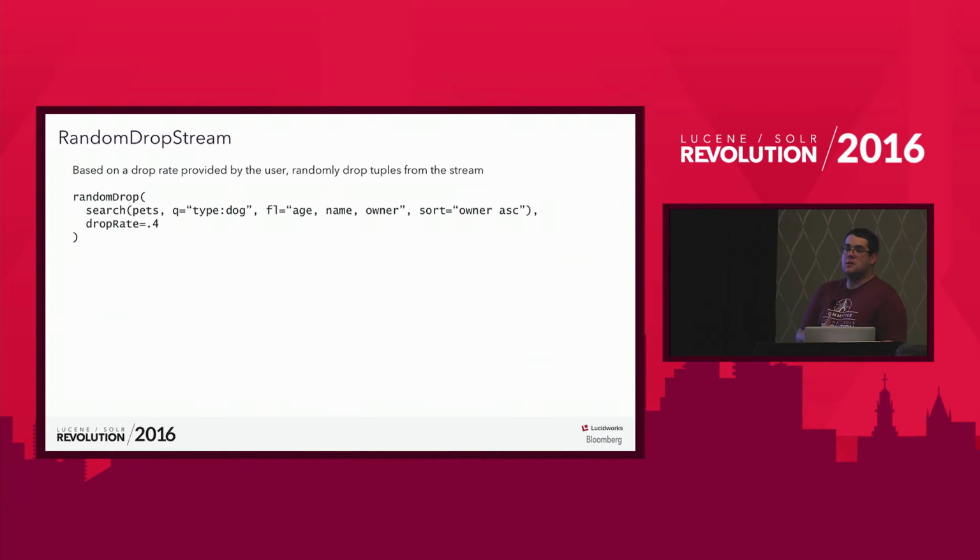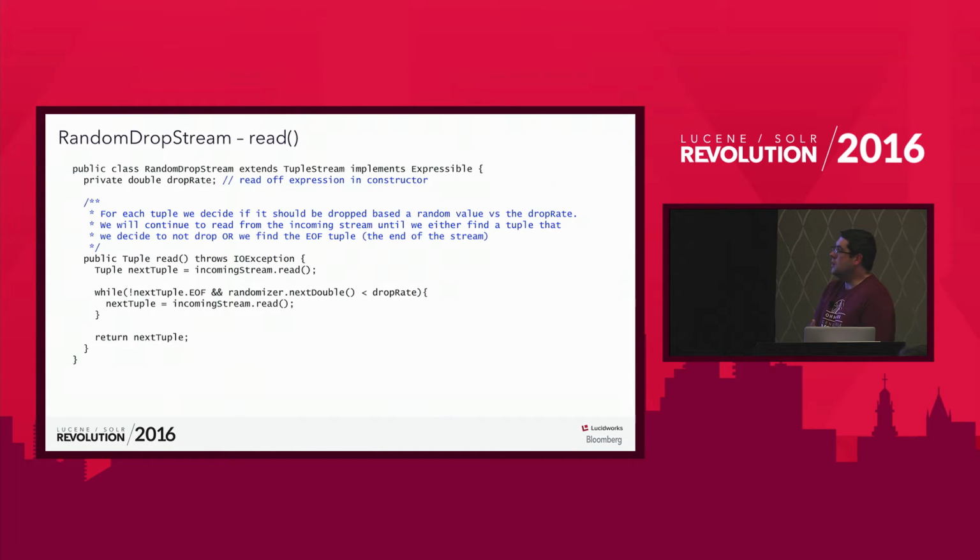Random drop stream. Let's imagine we're doing some kind of AI training, and we just want to randomly drop some of our training data. And we want to allow the user to provide us a drop rate, right? So in this, we accept a stream and a drop rate. The drop rate is telling us we want to drop randomly 40% of our tuples. We don't care which ones are dropped, we only want to get 60% of whatever's coming out of the search. And you can see this is just a named parameter, and it's not quoted. But when the user writes the expression, they could quote it if they want to. It doesn't matter.